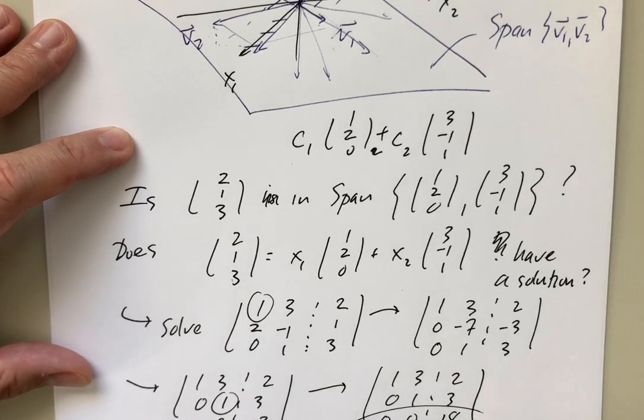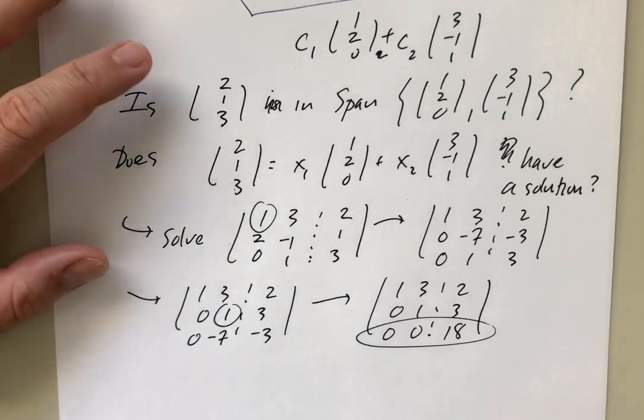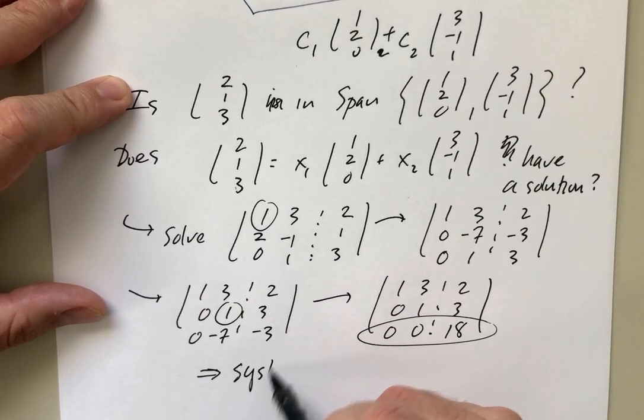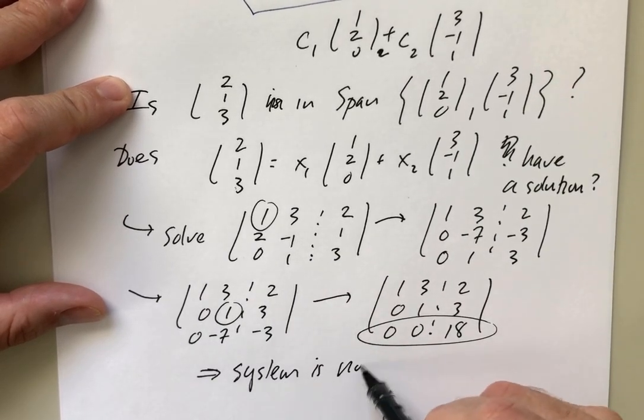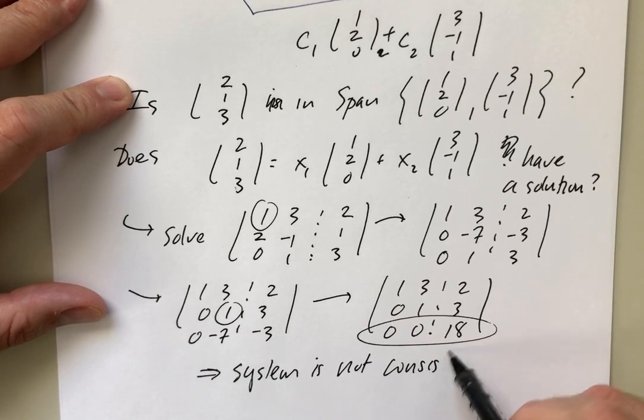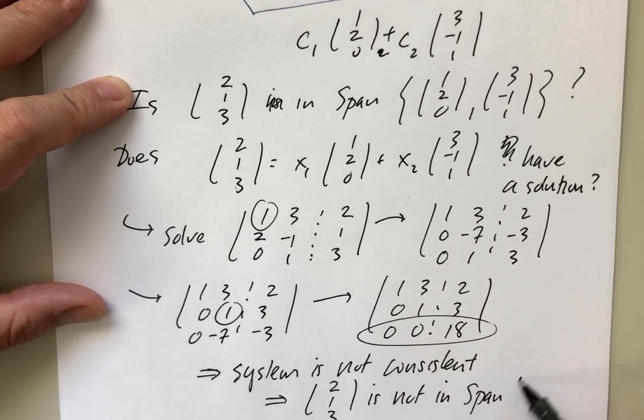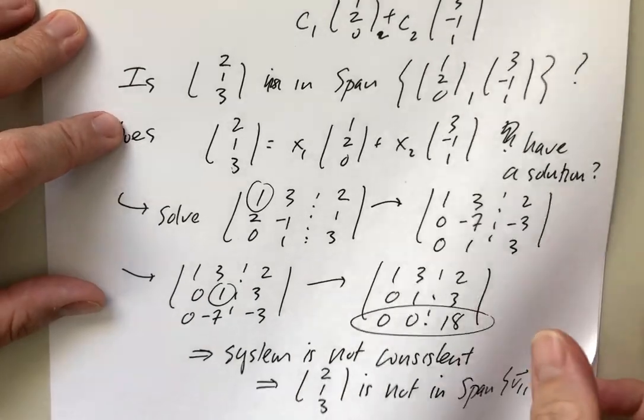Yeah. So what you see here is that there's a problem. That's an inconsistency. So this implies that the system is not consistent, which tells me that this vector (2, 1, 3) is not in the span of what we called V1, V2. Okay.